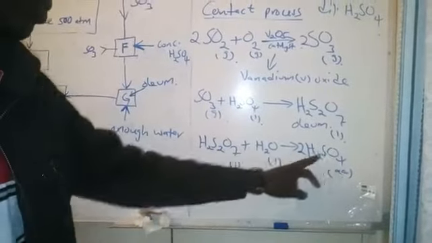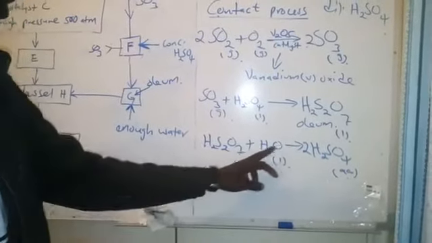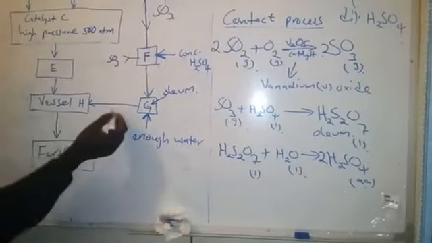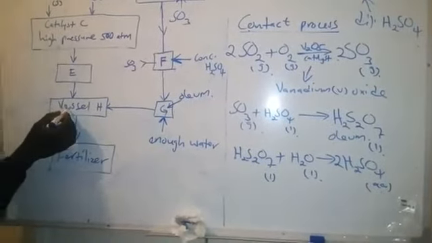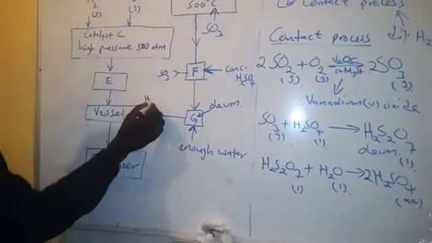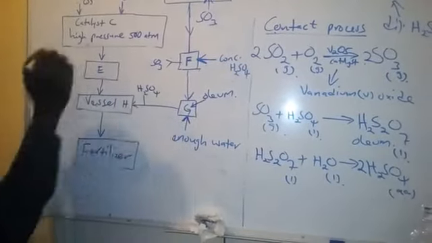S2, S is 2 because of this. Oxygen is 7 plus 1, 8. 2 times 4 is 8. So what are we letting into vessel H? We are letting in dilute sulfuric acid.